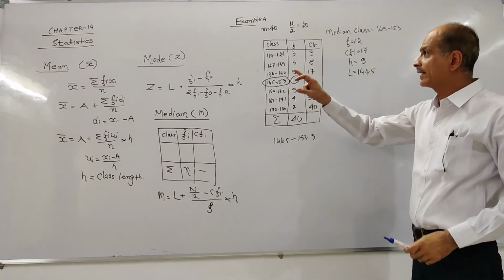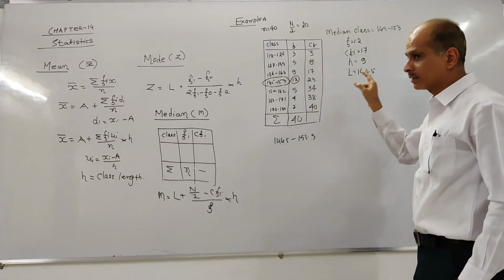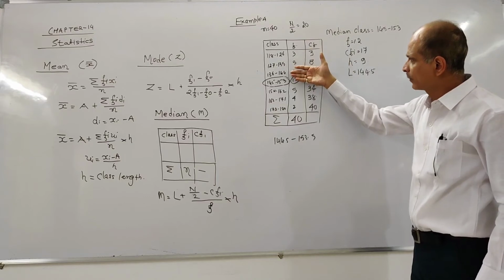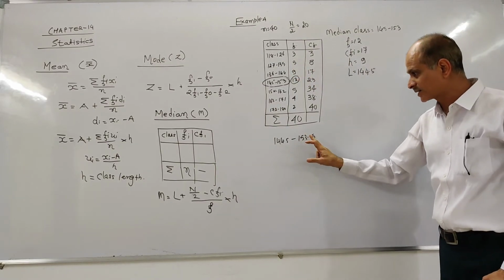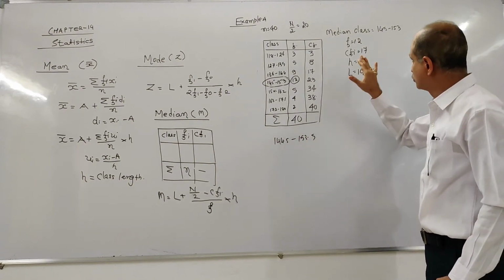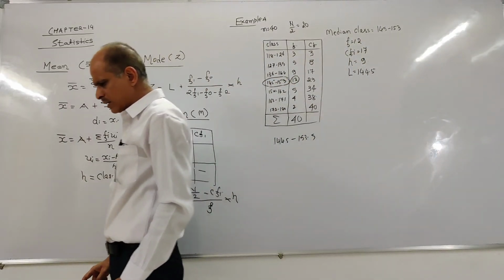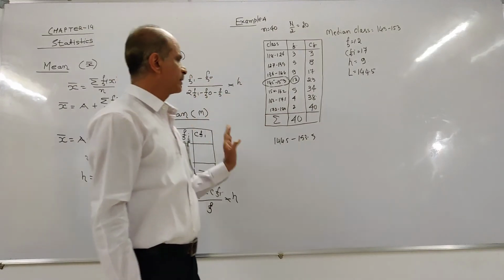If you directly find 126 minus 118, you will get 8, but it is wrong. So first of all, convert the inclusive frequency distribution into an exclusive frequency distribution, then subtract the lower limit point from the upper limit point, and you will get the value of H. So in this example, the value of H is equal to 9. The other values are already there.